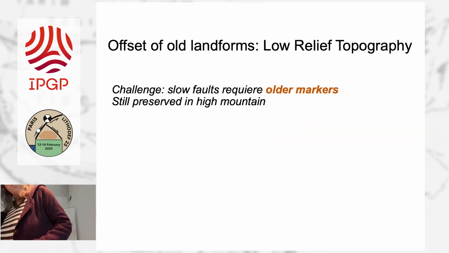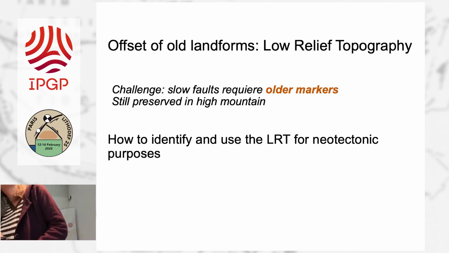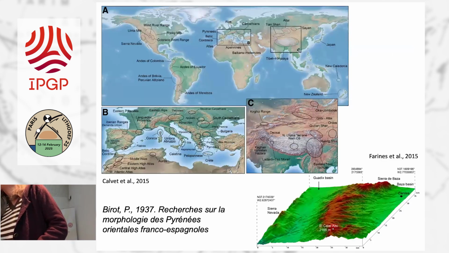Okay, so I'm going to dedicate a few minutes to explain what we understand by this low relief topography that is all around the planet, and is still preserved in many mountain ranges in the highest part. As you can see, these flat mountains are all around the world. In the Pyrenees, they were described by different geographers and geologists at the beginning of the century. Also in the Alps, it was called the fundamental surface.